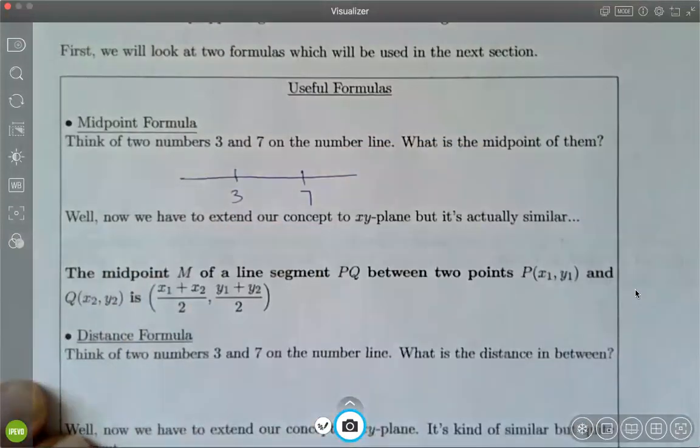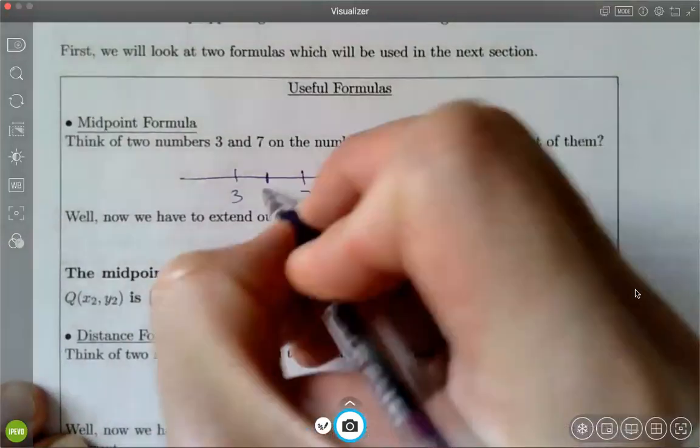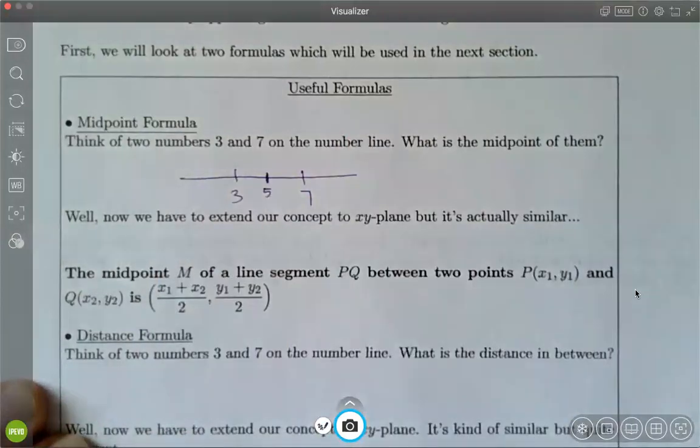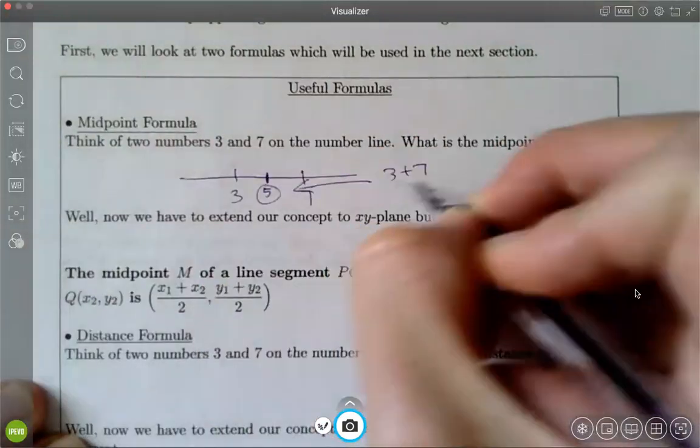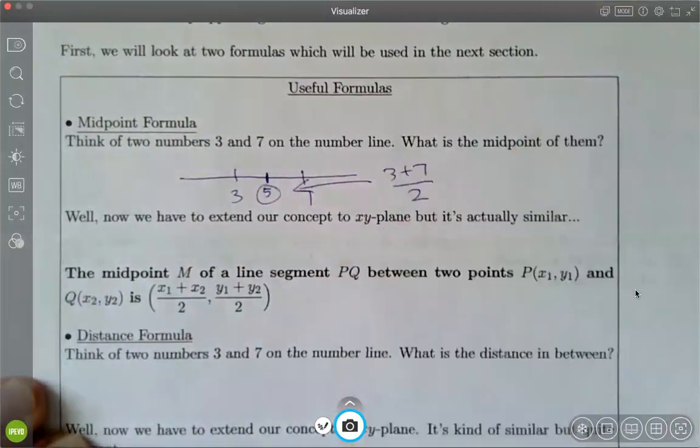What's the midpoint of these two? 5. Okay, now, how did you get 5? Because it's halfway between the two numbers. Right, so how can you produce 5 using 3 and 7? So 5 is what? Add the two ends and divide it by 2, right?